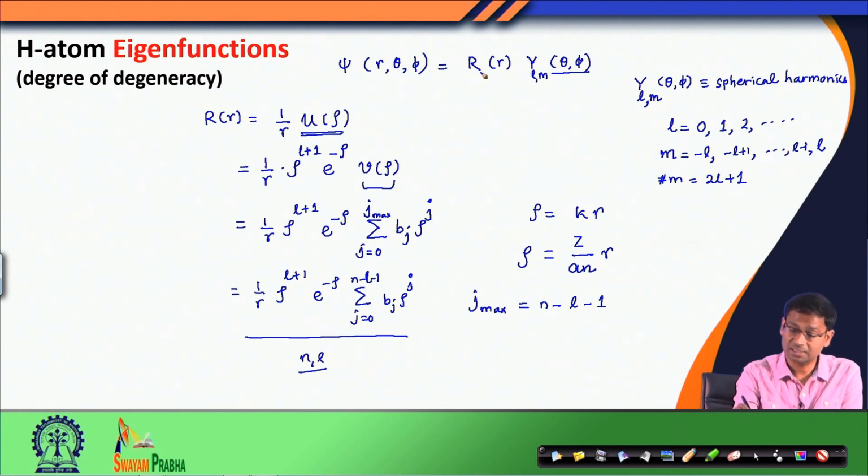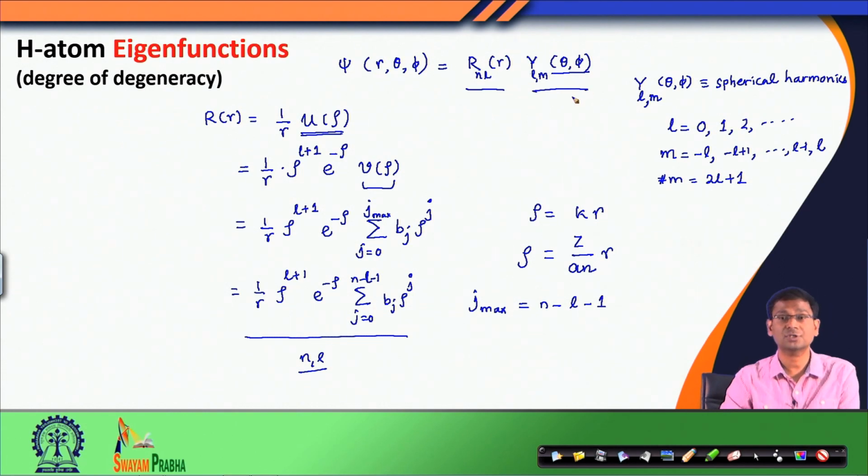So, we give these indices n L to this radial function. Now we have two functions, one radial and another angular. The radial function depends on n and L, and the angular function depends on L and m.